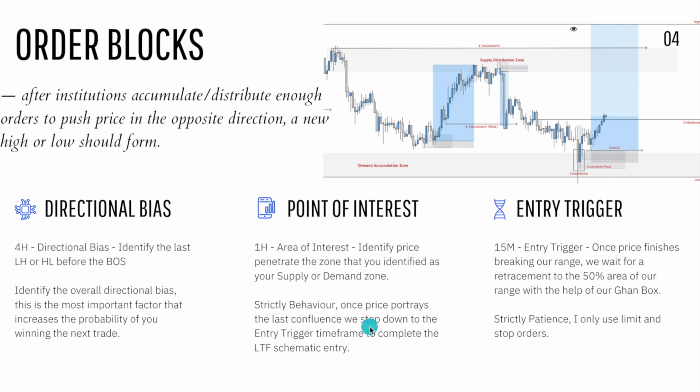So strictly price action behavior, we are looking for strictly price action behavior. So once we have identified that demand zone and price has extended and we're waiting for that penetration, we're simply waiting for price action behavior. Once price breaks that last confluence, we step down to the entry trigger time frame. So once price actually penetrates our demand zone, we then go ahead and go to the lower time frames.